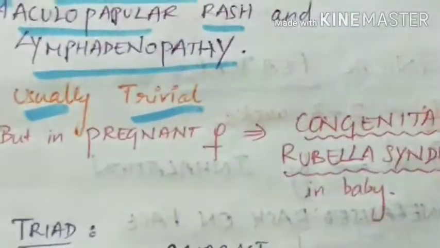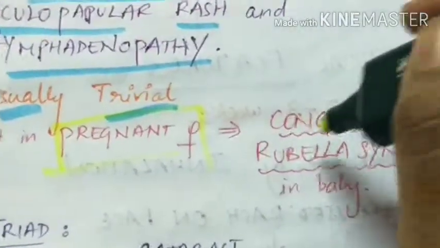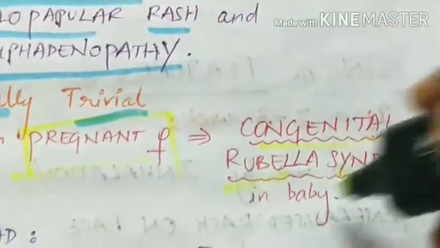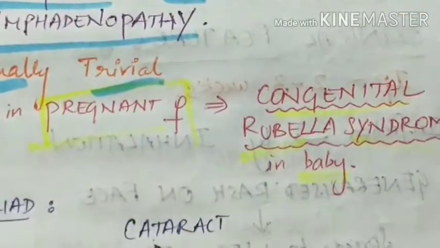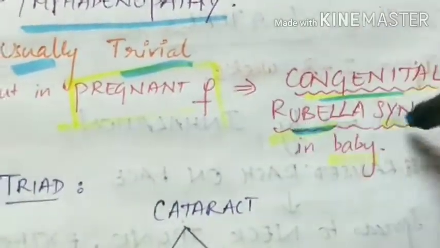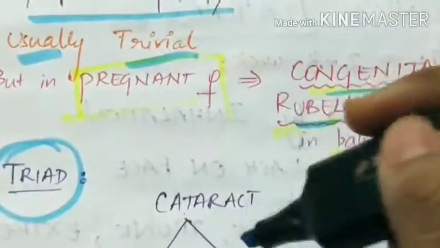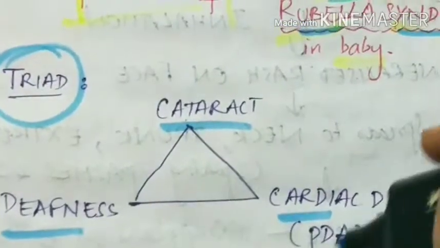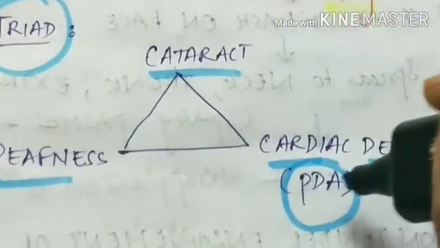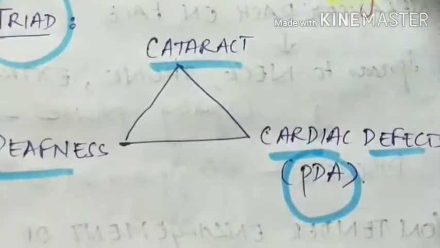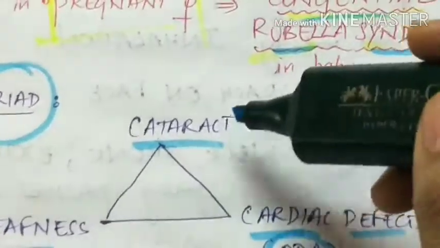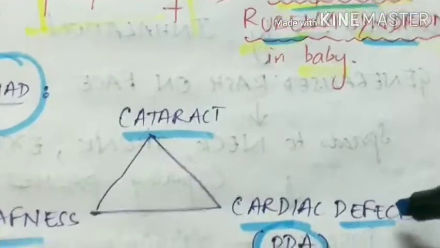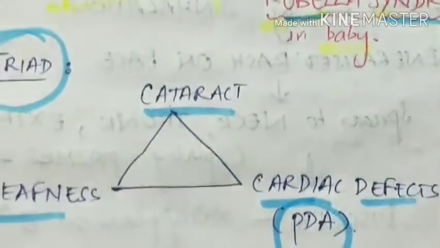But in case of pregnant females, the rubella virus can lead to congenital rubella syndrome in the baby. The congenital rubella syndrome is made of a triad which consists of cataract, deafness and cardiac defects like PDA, that is patent ductus arteriosus. The cultivation and host range of rubella virus.